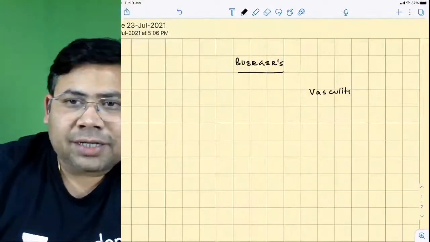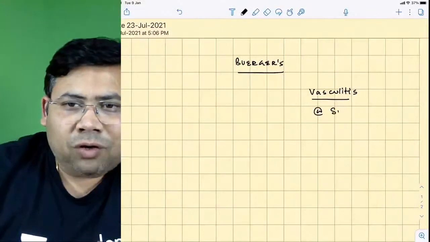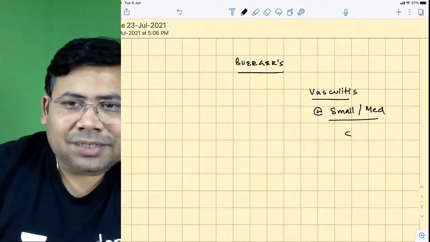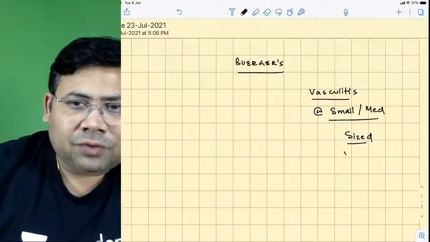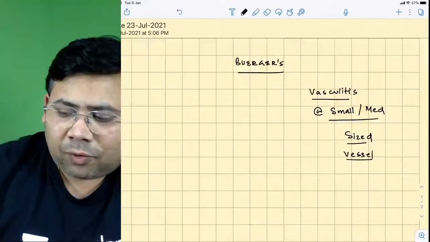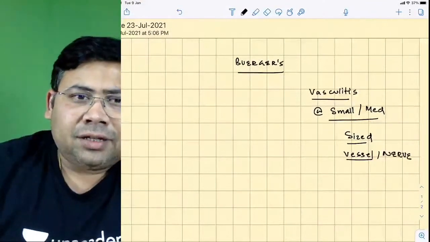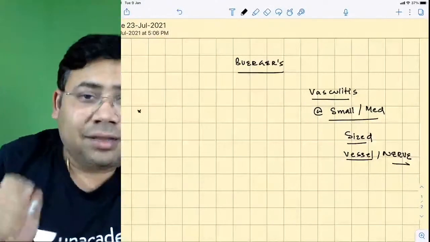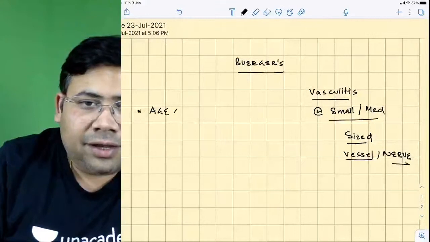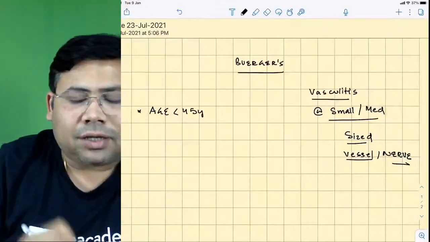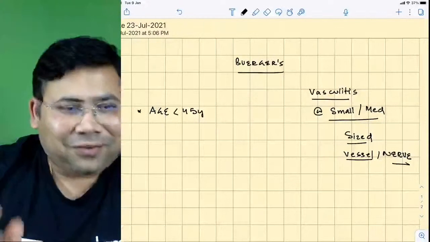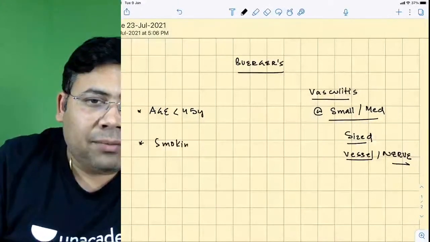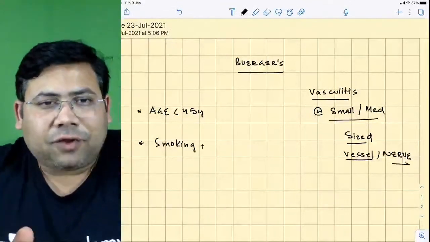It is a vasculitis involving the small or the medium sized vessels and nerves also. This is very, very important. Along with that, what are very important things that you should be knowing? The first thing is that age is a classical important hint. Age less than 45 years. Second is the patient is a smoker. So smoking is present, age less than 45 to 50.